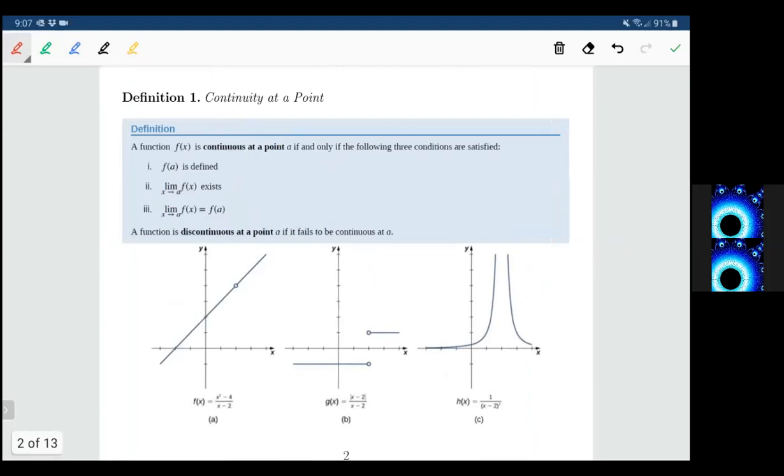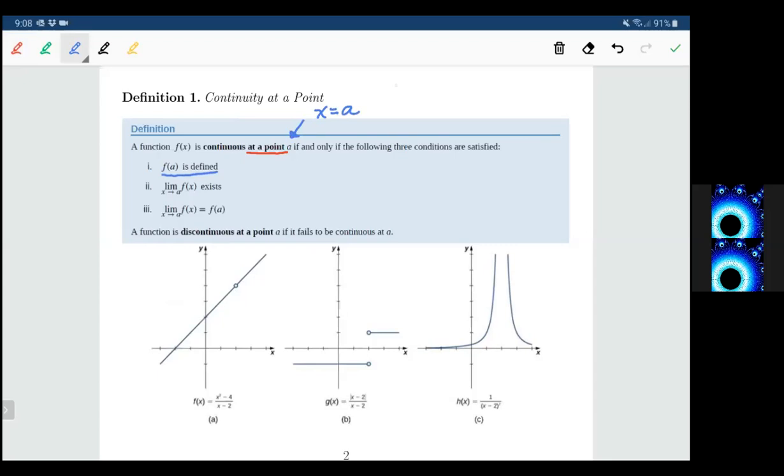So by definition, a function f of x is continuous at a point a. We'll just look at continuity at a point for a moment. If and only if the following three conditions are satisfied. So we'll go through them one by one. What we have is that the function has to be defined at x equal to a, at f of a.